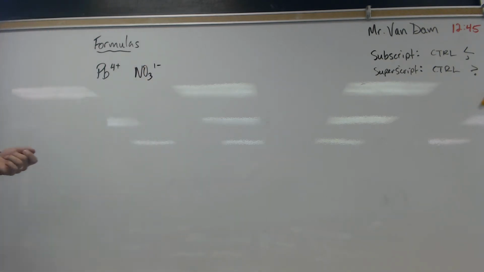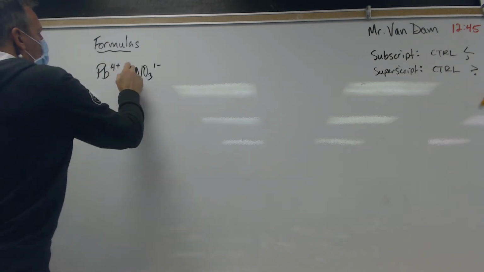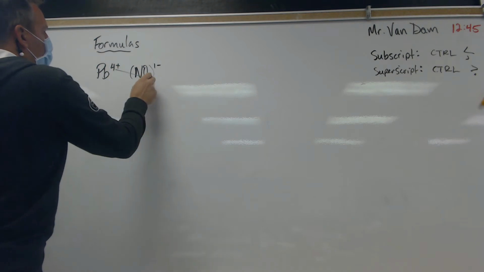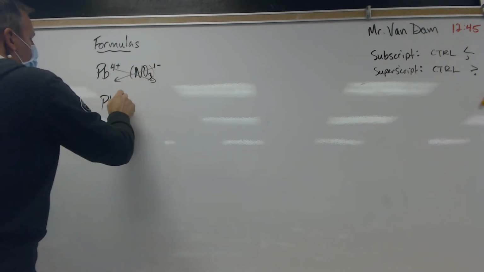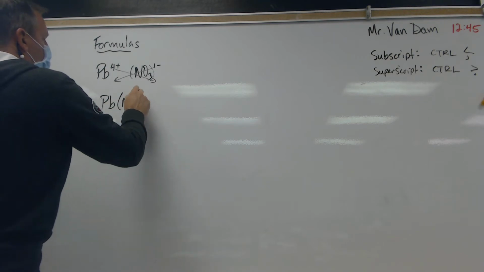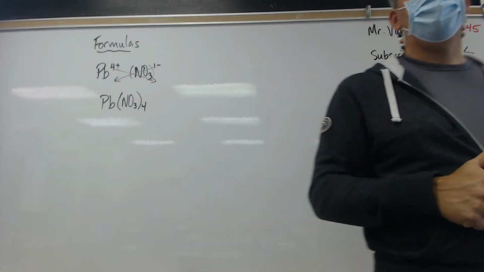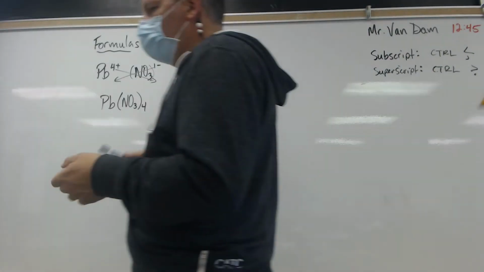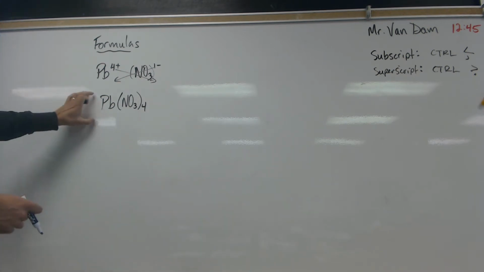So you remember when we built formula, we cross those over, and if we need more than one of these, we need to put it in parentheses. So we end up with lead 4 nitrate, and that's our formula, okay? As I said, you're going to be given the formula today. For the most part, I think the last worksheet, you're going to have to do a little bit of work and come up with some formula. But let's say this is our formula.